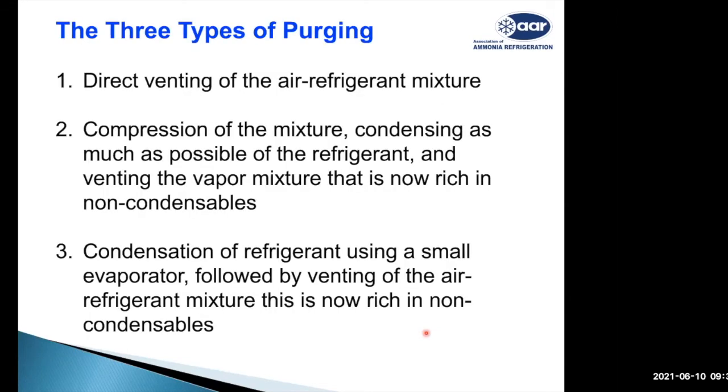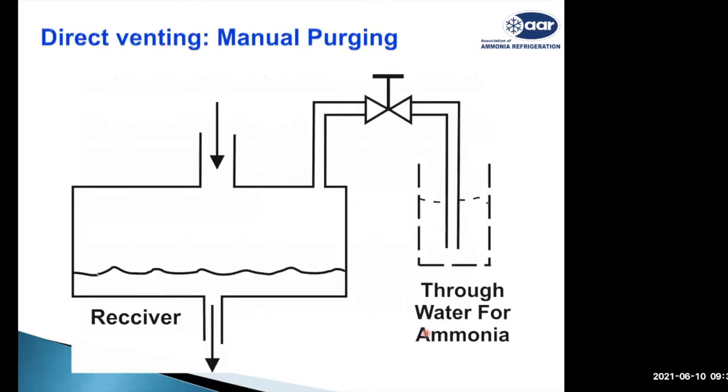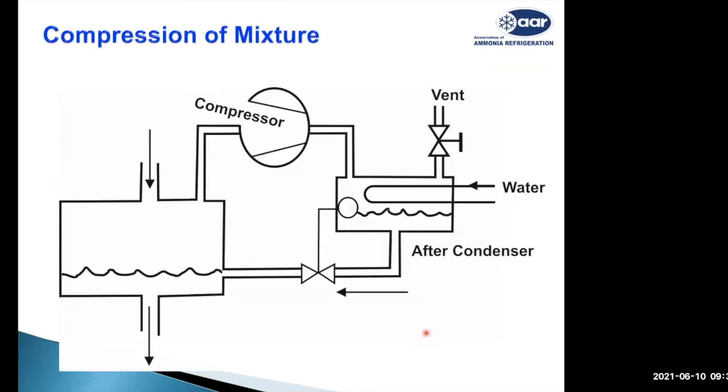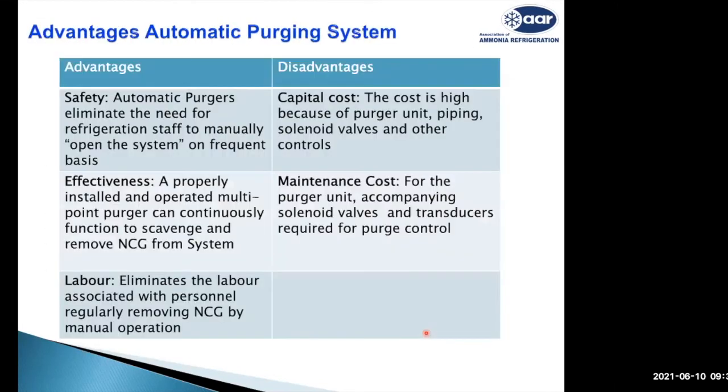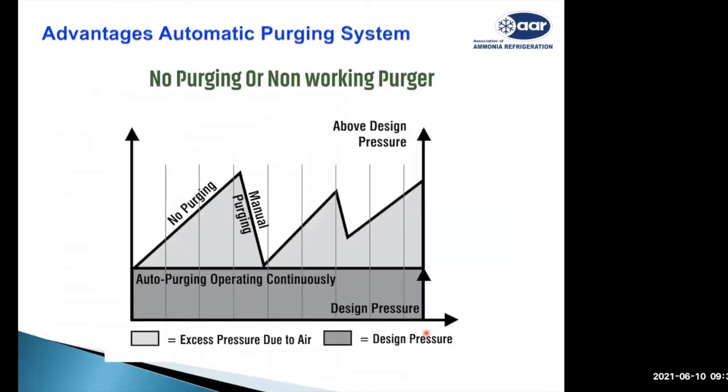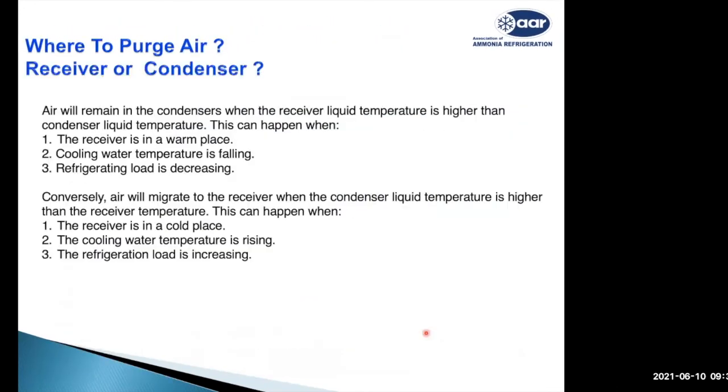Now, how does air enter into my plant? Let's assume that we agreed that air is not good for an ammonia refrigeration plant. Having air in the plant is really not useful. So how does the air enter into my plant? I think I missed some of the slides here, but let me talk about how air enters into my ammonia plant. There are ways by which the air enters into my plant.